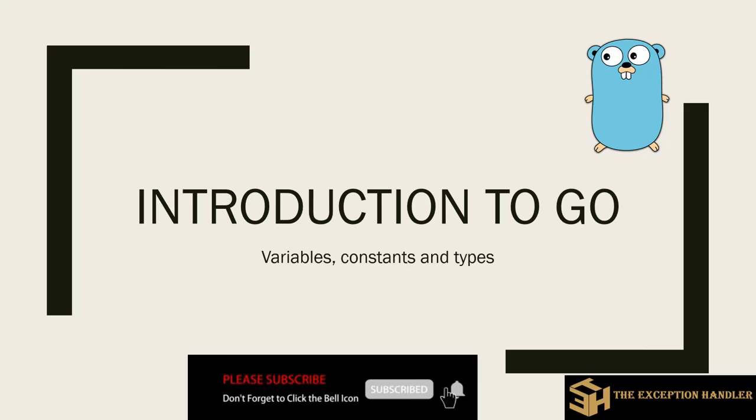Hello Gophers, welcome back to part 4 of our introduction to Go. In this tutorial, we will be mainly focusing on how to declare variables, constants and what are types.